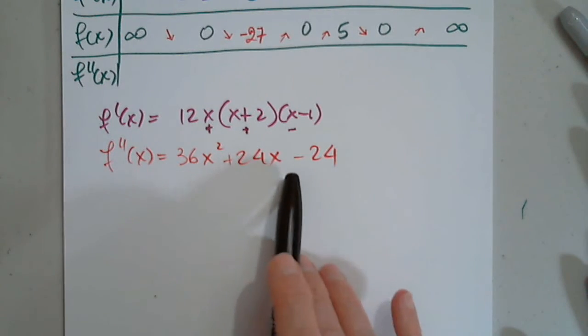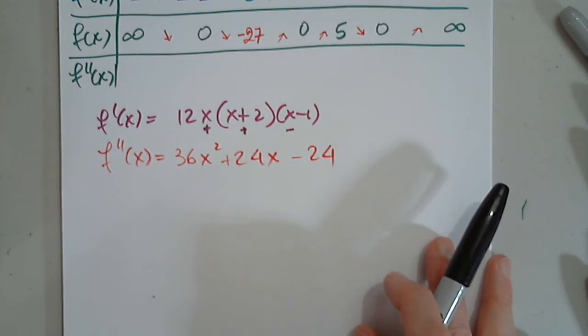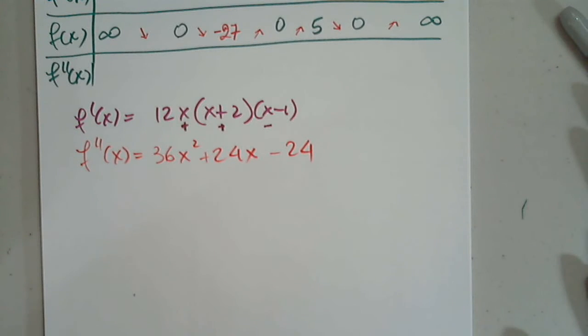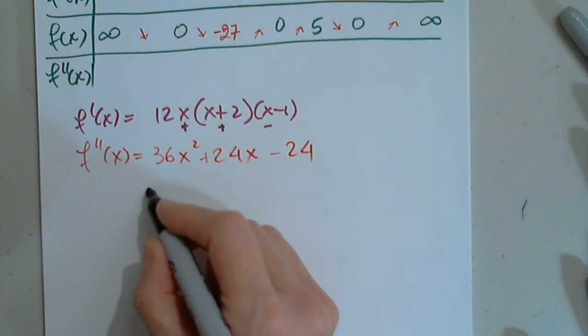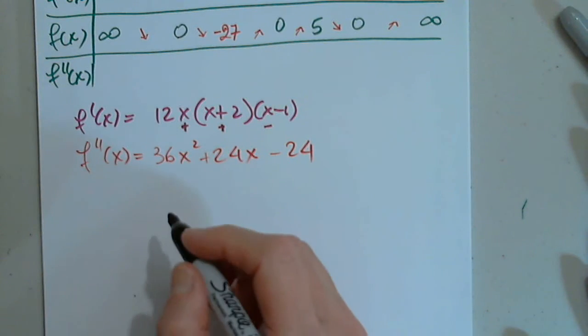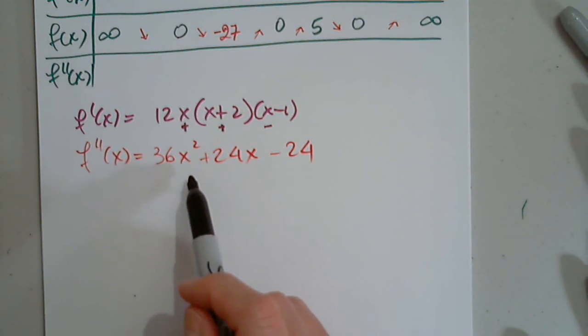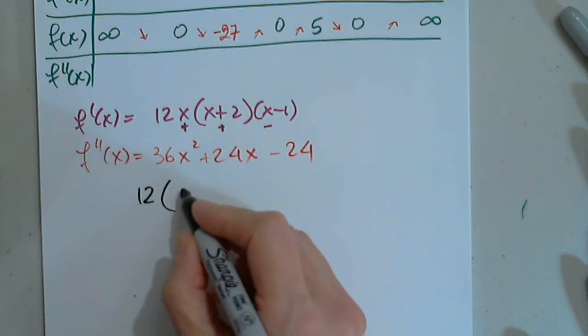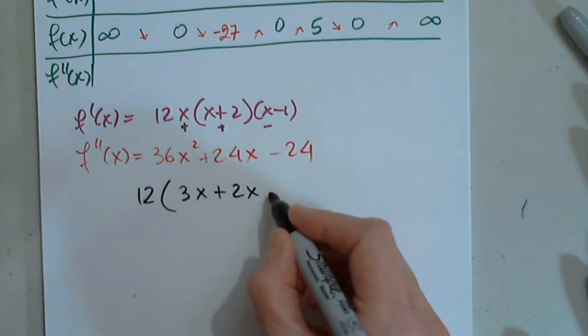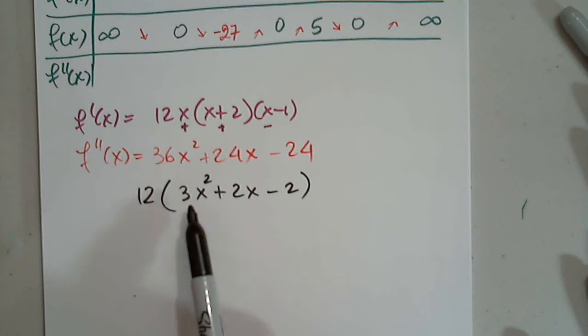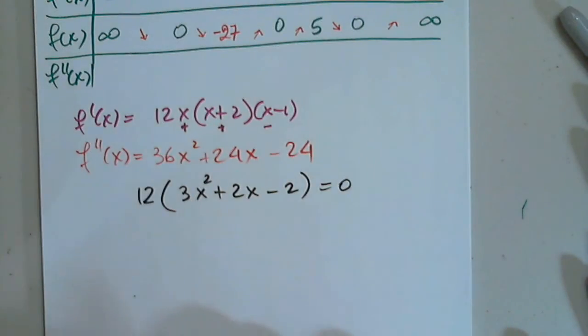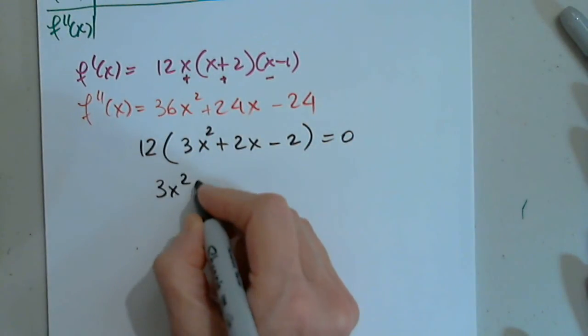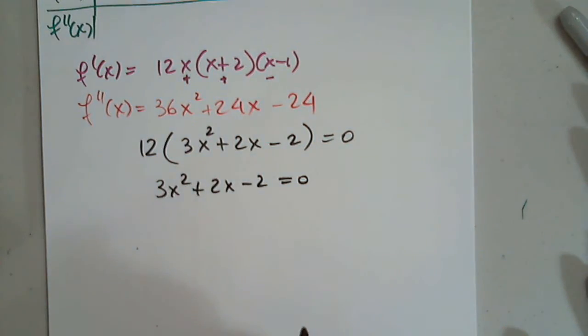So this is quadratic. How many solutions do we expect? 2. Okay. So I'm going to set it equal to 0 and factor out a 12, right? So 12 times 3x squared plus 2x minus 2. Am I correct? I think I am. Set equal to 0. So then we have 3x squared plus 2x minus 2 equals 0.